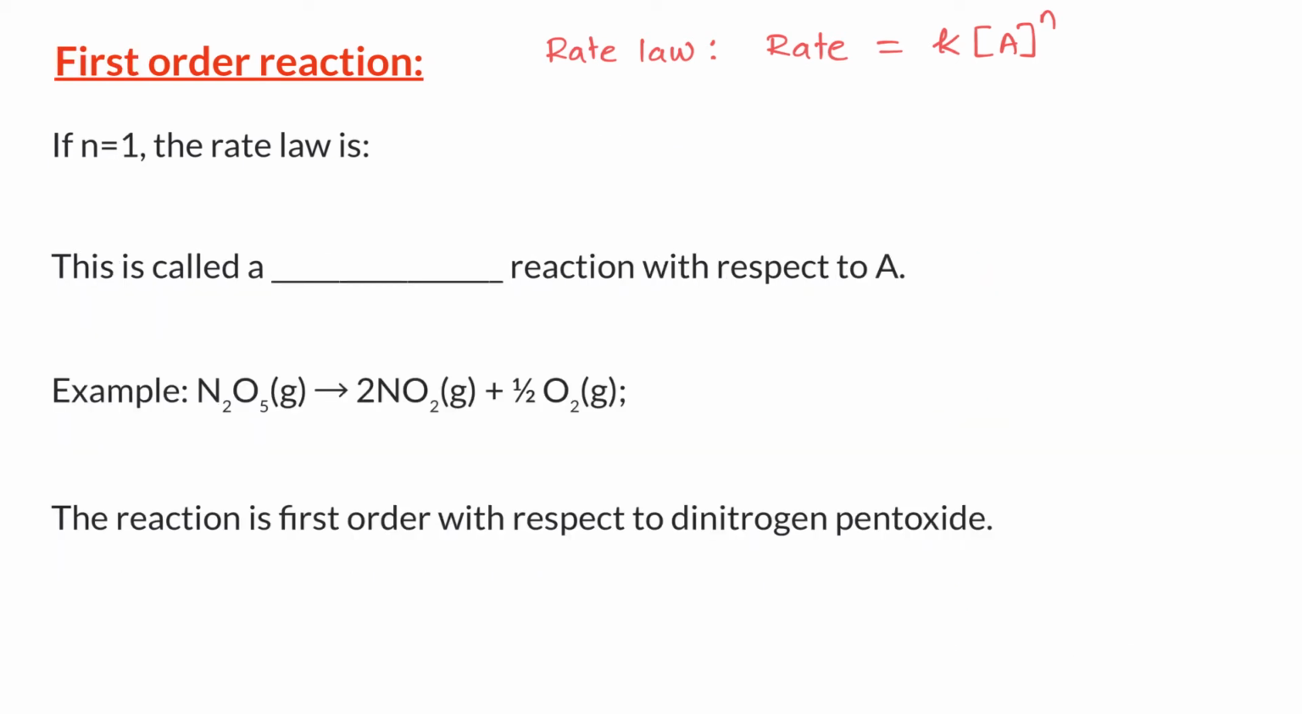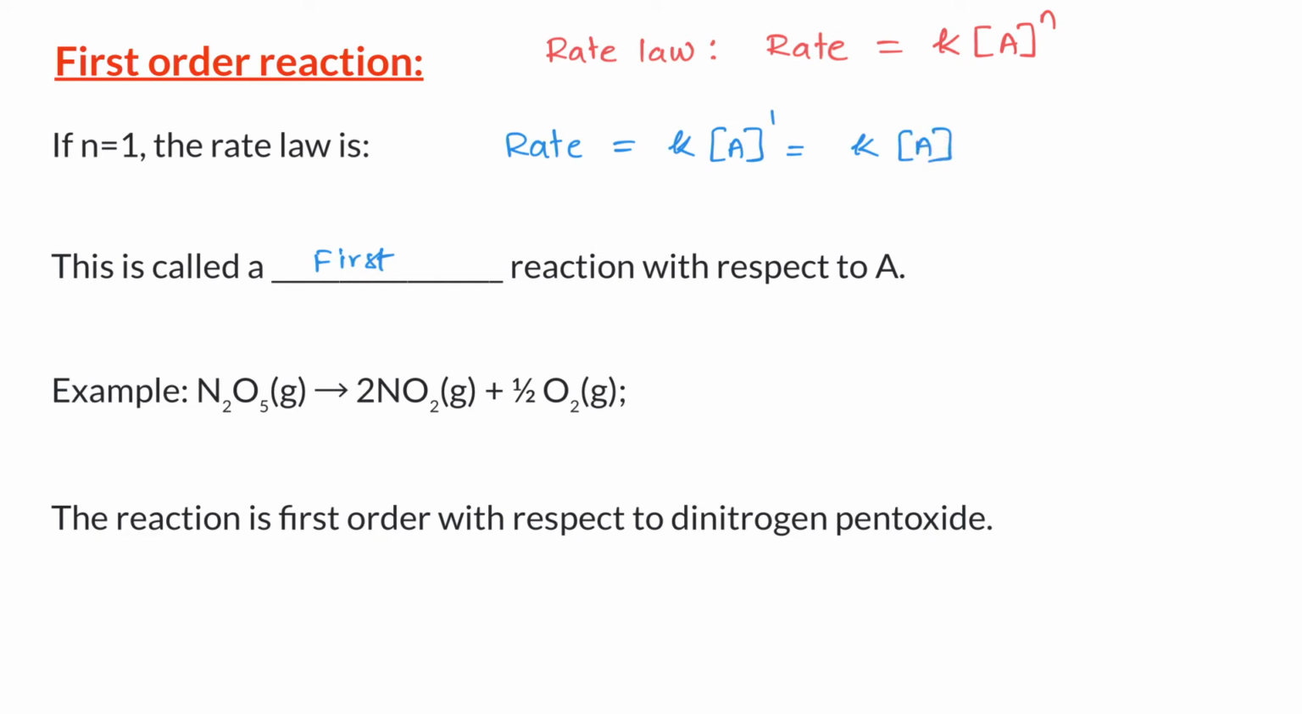Next, if n is equal to 1, the rate law will be the following. Rate is equal to k times concentration of A to the power 1, which is equal to k times concentration of A. This is called a first order reaction with respect to A. In this case, the reaction rate depends on the concentration of A.